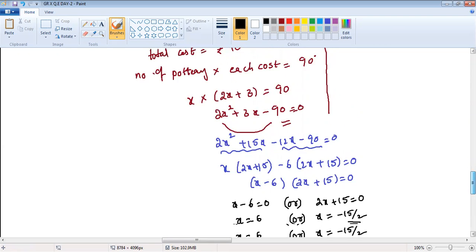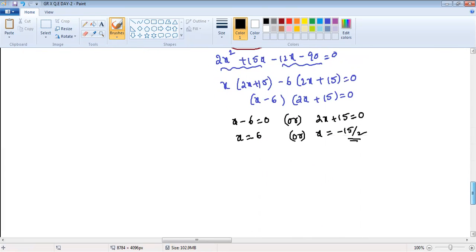So the number of articles, how many produced? You cannot say that I produced 7.5 articles. So this is neglected. Got it? Because the number of articles cannot be fractional. Then x equal to 6.